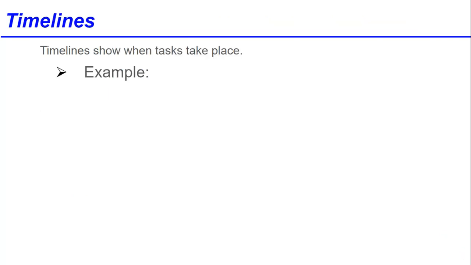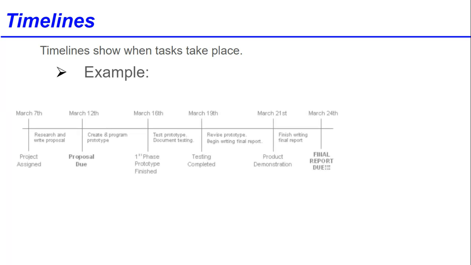So timelines show when tasks take place. For example, in this example, you can see when the project is assigned, when your proposal is due, when your first phase prototype is finished, when you finish your testing, when you finish your product demonstration, and when your final report is due. And so you're coming up with this timeline when you're doing your project analysis.